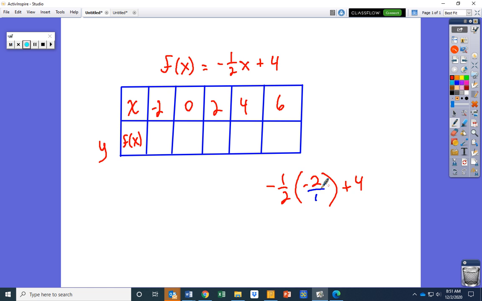First of all, these two negatives cancel each other out. They make it a positive. And then I have 1 times 2 is 2, and 2 times 1 is 2.